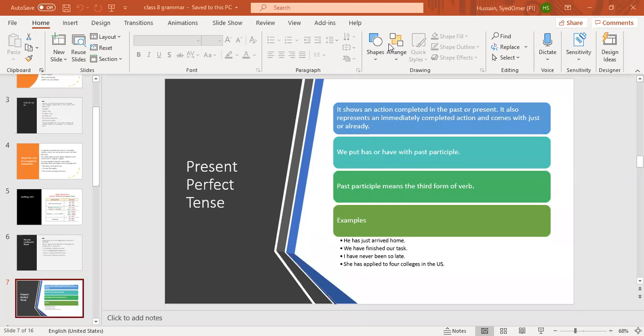Number 4. Oh, beta, remember the formula. Formula is has or have with the third form of verb. So, no, did. Hurry up, beta, hurry up.